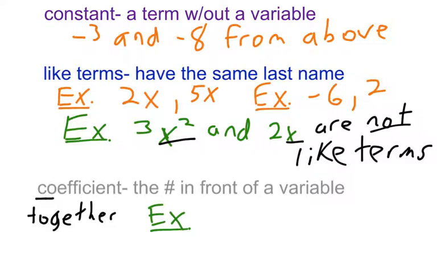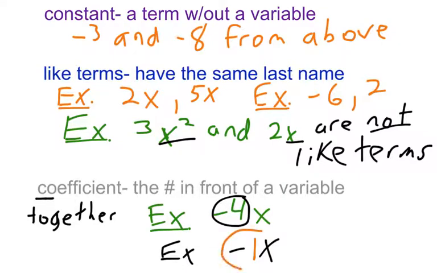If we had negative 4x, negative 4 would be my coefficient. But if we had negative x, it's understood there's a 1 in front of that x because 1 times x is just x. So my coefficient would be negative 1 there. So even if you don't have a number written there, it's understood that it's 1.